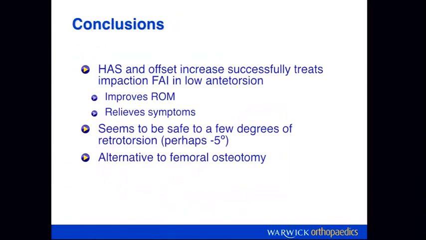So to conclude, this is a suggestion for you, an idea to take away, that it may be that we can treat impaction impingement caused by low antetorsion by hip arthroscopy and reshaping. It definitely improves the range of movement and it relieves symptoms. It is safe to do it, at least to the degree that I have been doing it. So I've been making the correction that's necessary for someone who has retrotorsion that's just getting into the negative numbers, maybe as much as -5 degrees.